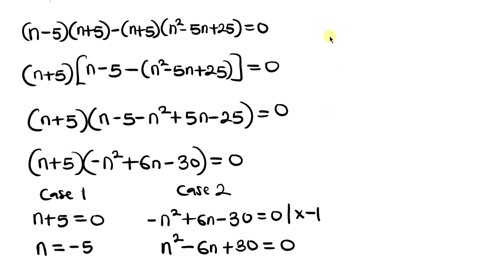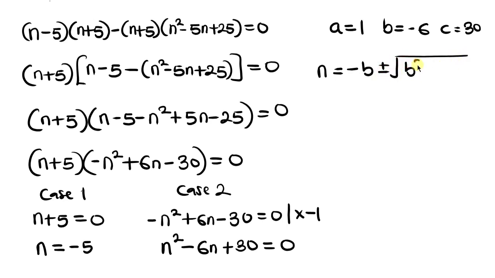So using the quadratic formula, a is the coefficient of n squared, and that's 1. b is the coefficient of n, and that's negative 6. And c is the constant term, which is 30. So using the quadratic formula, we're looking for n. So n is equal to negative b plus or minus the square root of b squared minus 4ac, all over 2a. Now let's plug in these values.